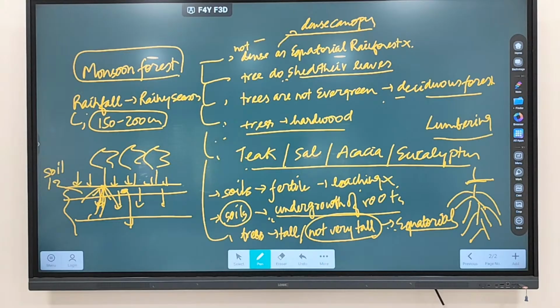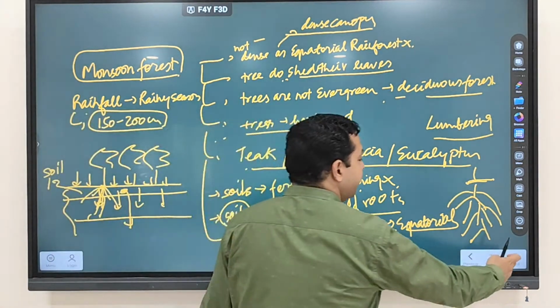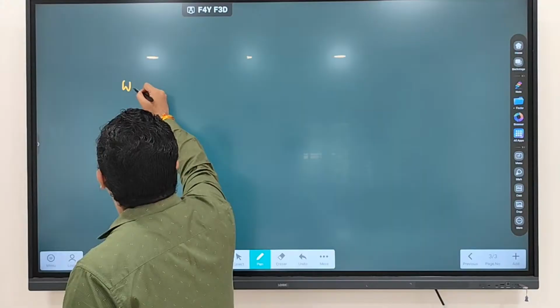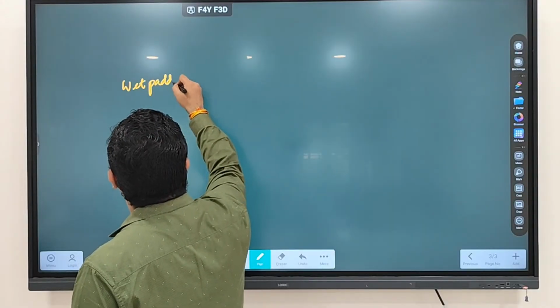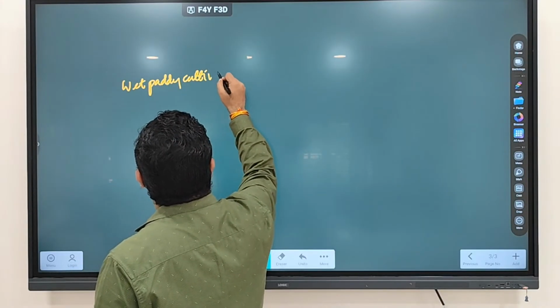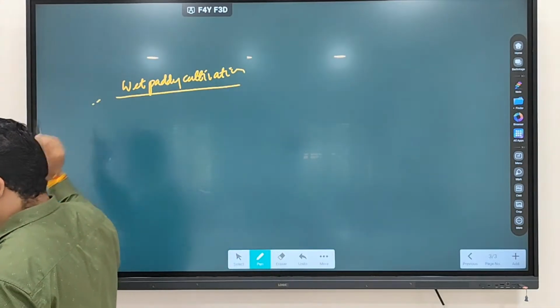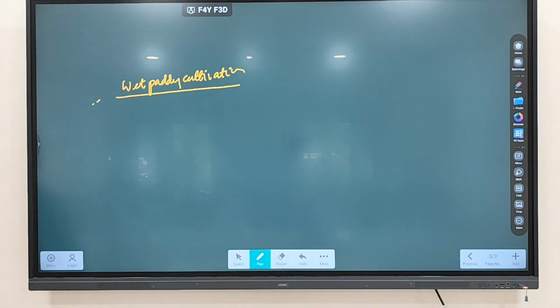Now the soils here are fertile, so they can be used for what? They can be used for agriculture. Which type of agriculture are you seeing? Paddy cultivation. One of the important things you are finding is wet paddy cultivation. With monsoonal rainfall, it is generally grown in the rainy season, because paddy requires a lot of water. So wet paddy cultivation.